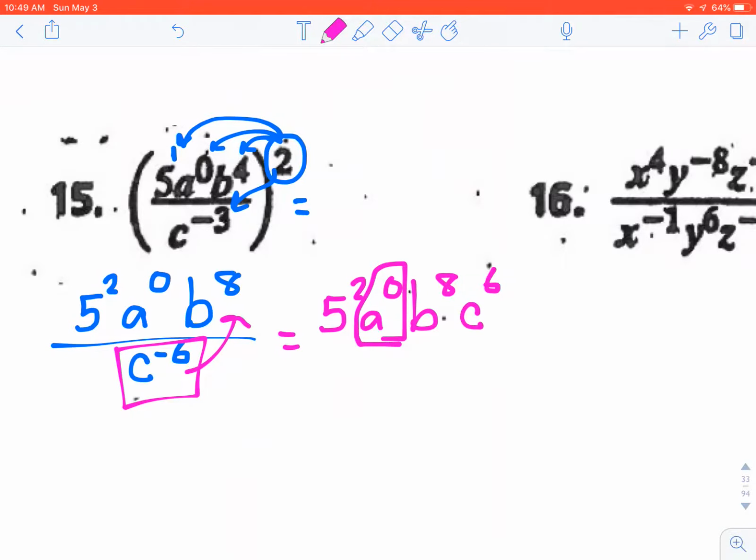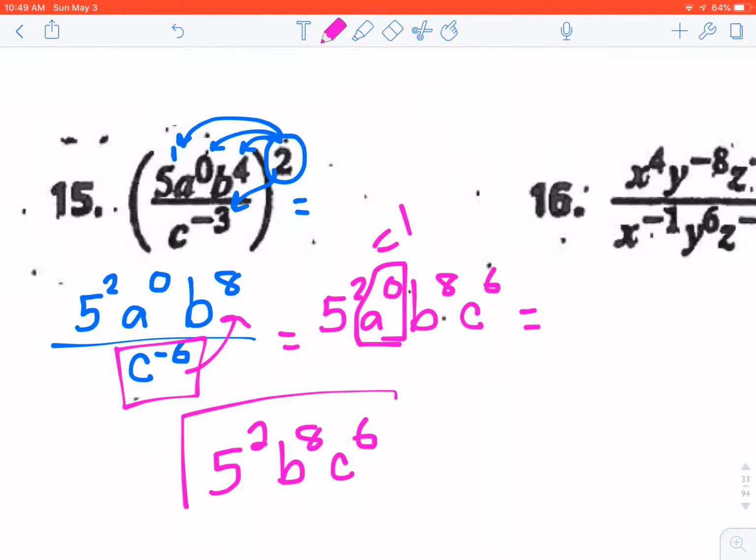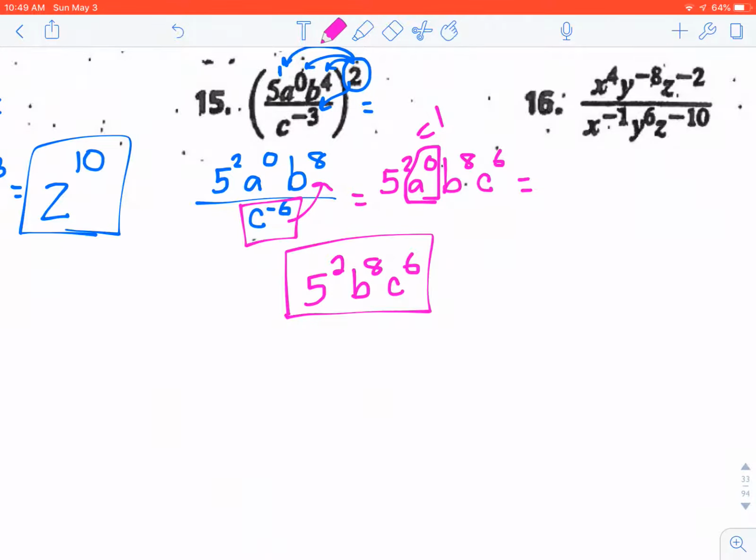No, they're not. But we have this term right here. What does a to the 0 equal? Okay, hopefully you remember that a to the 0 is just 1. Anything to the 0 power gives us 1. So it's gone. You can just wipe that out, okay? And we're left with 5 to the 2nd, b to the 8th, c to the 6th. We know we're done because all the bases are different and we don't have negative exponents.